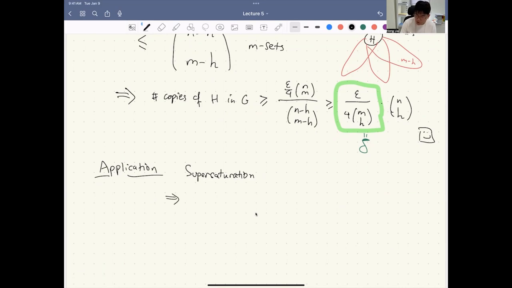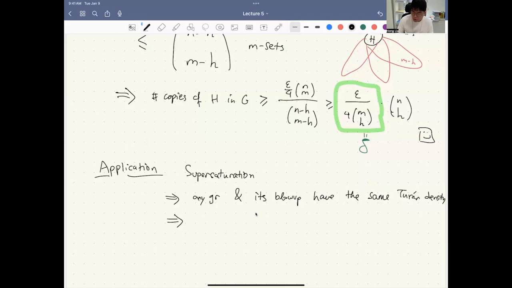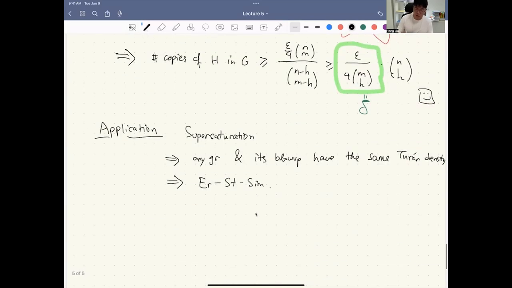So, this is the plan. Using supersaturation, we will prove that any graph and its blow up have the same Turán density. Which then can be used to give another proof of Erdős–Stone–Simonovits. Let's first see the first arrow. What does it mean? This is this proposition. As it's written there, we introduce what a blow up is.